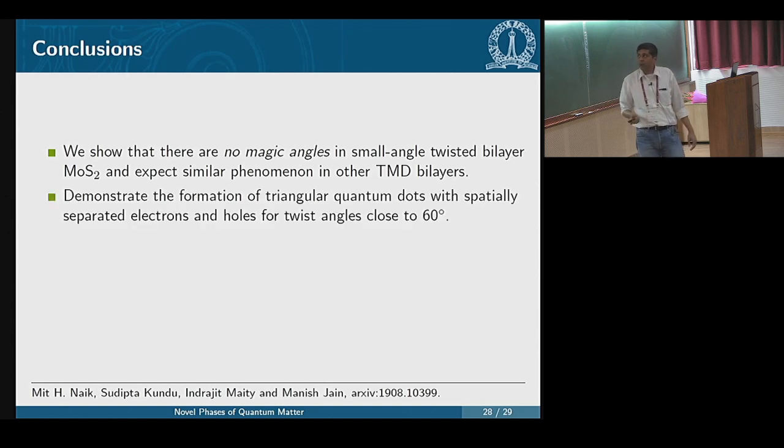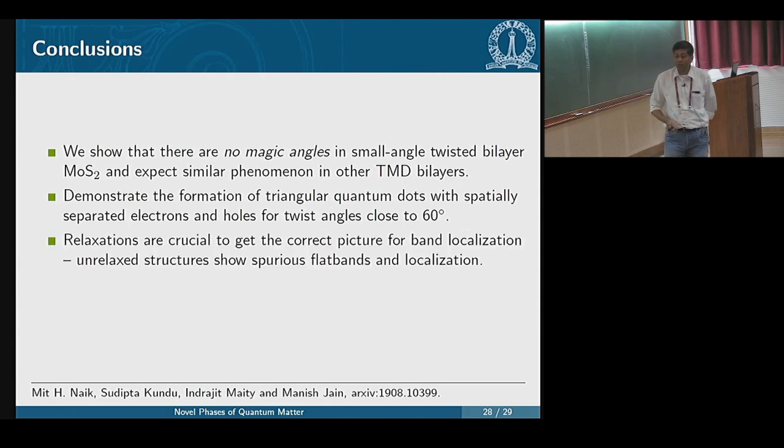We also show the formation of triangular quantum dots near 60 degrees, and these dots actually separate the electrons and the holes. So this should have some interesting optical properties. The other thing about this system is that you have to keep the relaxations in mind. If you don't keep relaxation in mind, you'll actually get something completely wrong.